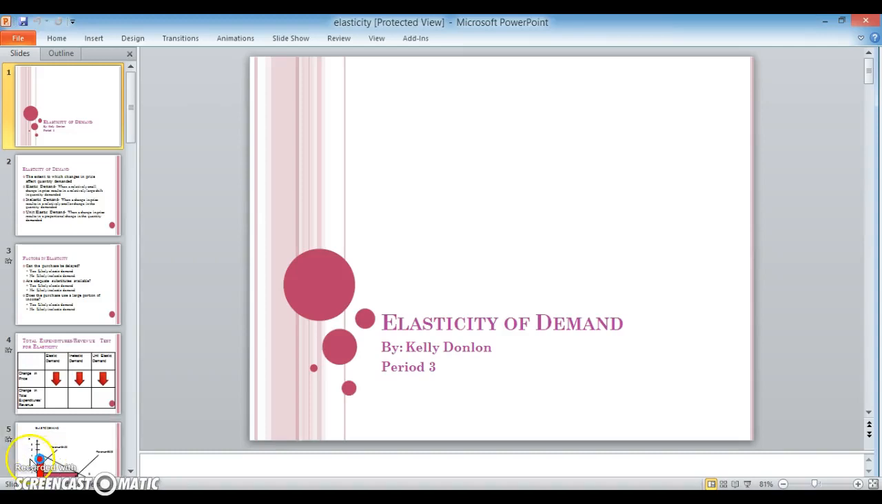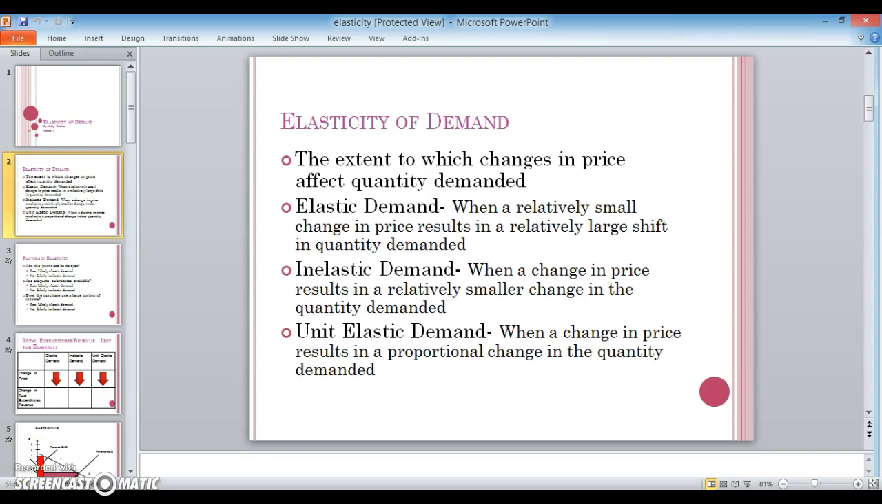Elasticity of demand. The elasticity of demand can be described as the extent to which changes in price affect quantity demanded. Elastic demand is when a relatively small change in price results in a relatively large shift in quantity demanded. Inelastic demand is when a change in price results in a relatively smaller change in the quantity demanded. Unit elastic demand is when a change in price results in a proportional change in the quantity demanded.